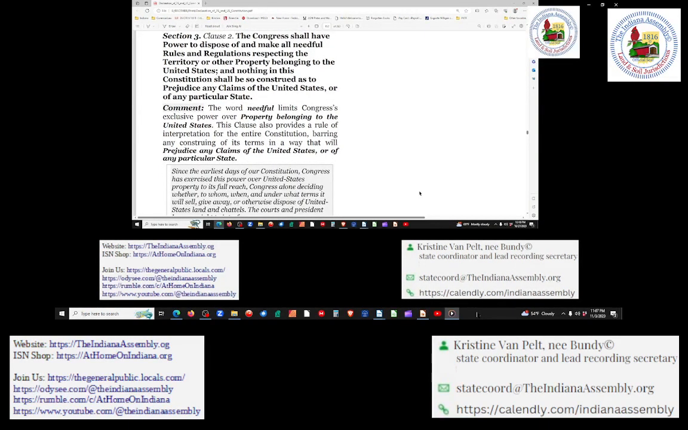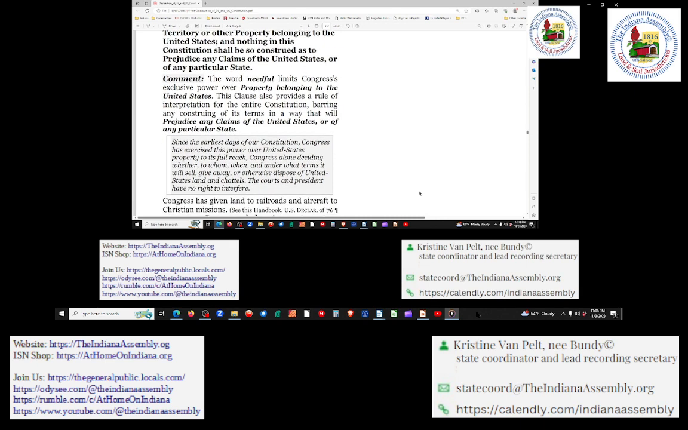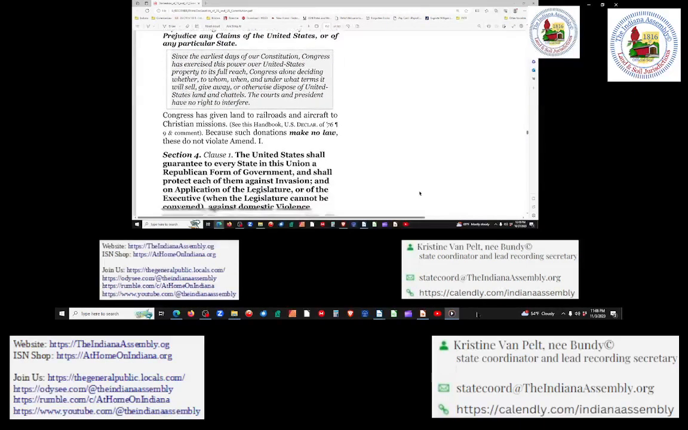Section 3, Clause 2. The Congress shall have power to dispose of and make all needful rules and regulations respecting the territory or other property belonging to the United States, and nothing in this Constitution shall be so construed as to prejudice any claims of the United States or of any particular state. Comment. The word needful limits Congress's exclusive power over property belonging to the United States. This clause also provides a rule of interpretation for the entire Constitution, barring any construing of its terms in a way that will prejudice any claims of the United States or of any particular state.